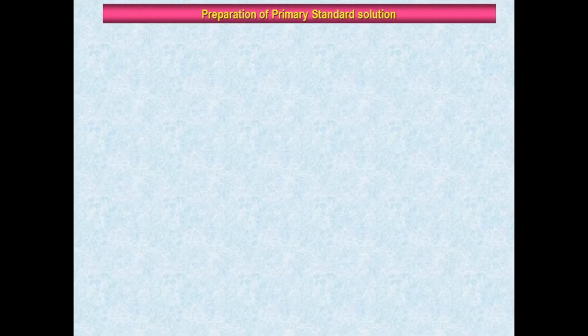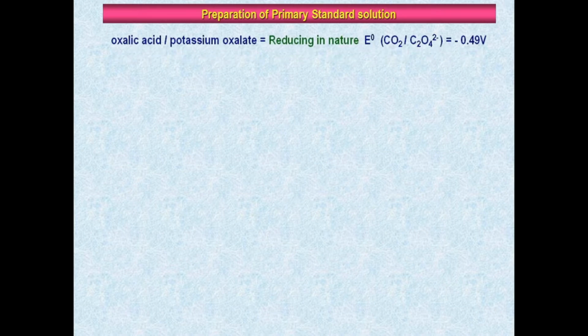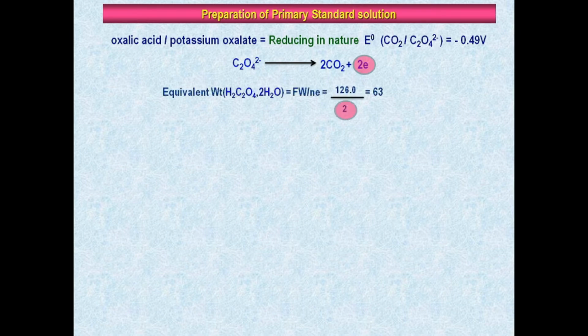Preparation of primary standard solution: here oxalic acid or potassium oxalate is chosen as the primary standard solution, which is a very good reducing agent. The E0 value of oxalic acid is equal to minus 0.49 volt, and the corresponding half-cell reaction is as shown here, which is a 2 electron transfer reaction. So one can calculate the equivalent weight of oxalic acid using the equation: the formula weight divided by the number of electrons transferred in the half-cell reaction.